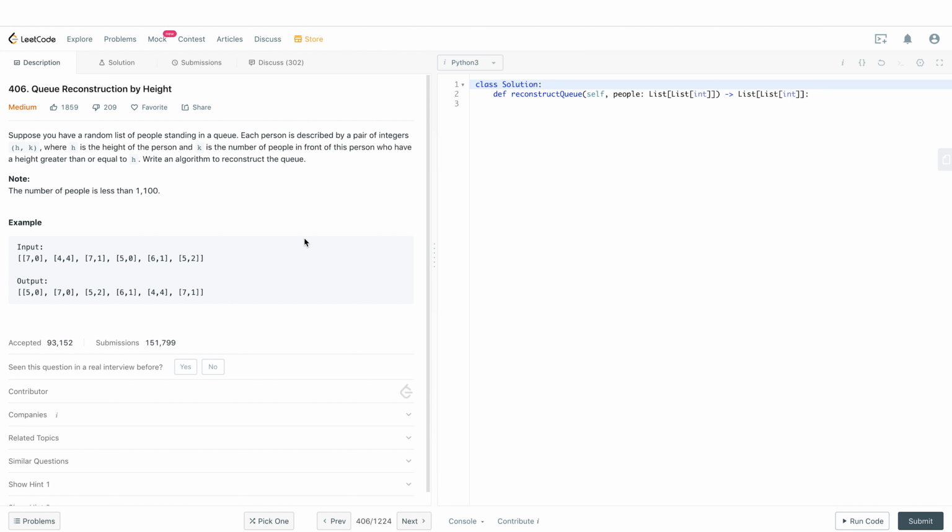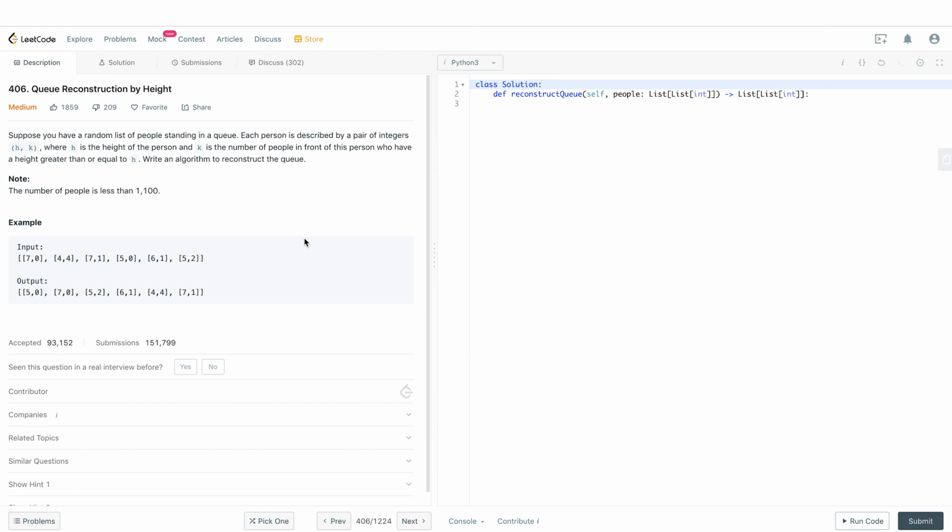Each person is described by a pair of integers, h and k, where h is the height of the person and k is the number of people in front of this person who have a height greater or equal to h. So basically, what they're trying to say is that if the person's too tall, they can't see anyone that's shorter than them. So that doesn't matter, right? You can only see the people who are your height or taller, and that would be measured in the k.